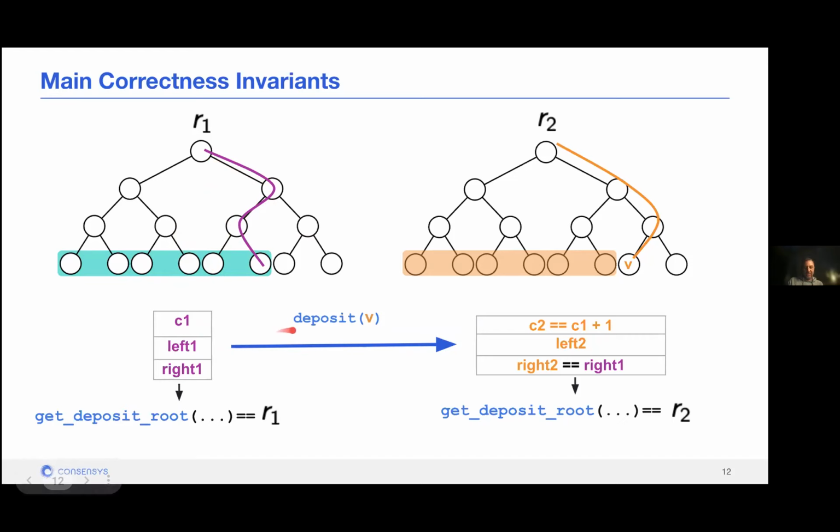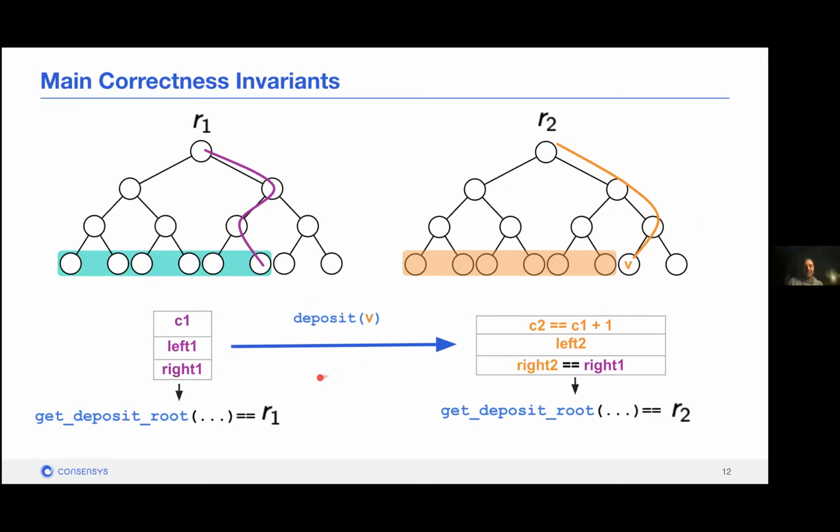The function deposit, which will add a new value at the end of the list, will modify the state. We'll increment the number of values that we have stored by 1. We'll modify the left vector representing the values of the siblings on the left of this orange path. And it turns out that we can prove in our formal verification work that the array we use to store the values on the right-hand side is constant. So we don't need to modify it.